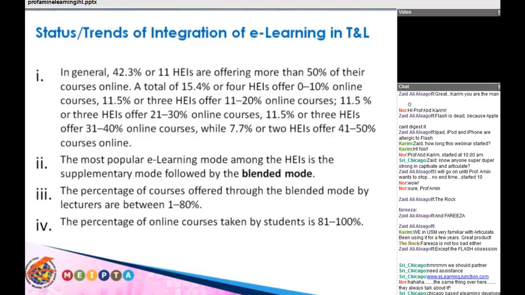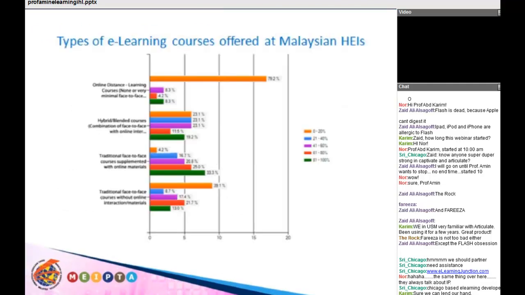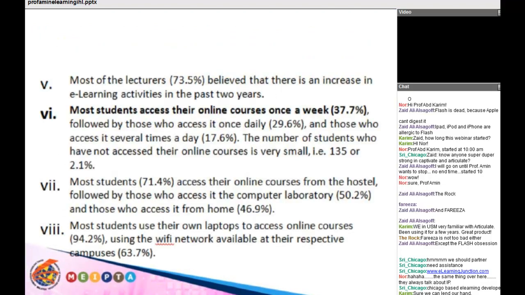Okay, in terms of integrating, I think because the data that we have got here are mainly public universities, many of them are using e-learning as a supplementary mode. Only a few universities are using them as a blended mode, so I think that's understandable.